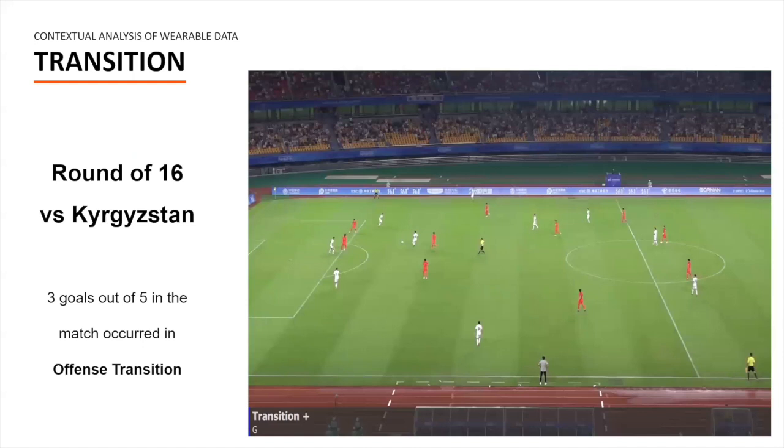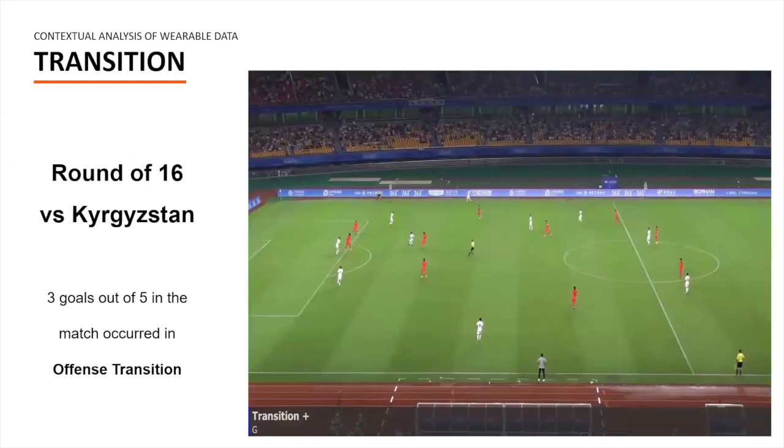And this is the most rewarding moment in terms of the effort we put into transition phases. In the round of 16 against Kyrgyzstan, 3 goals out of 5 occurred in offense transition. Take a look at this.